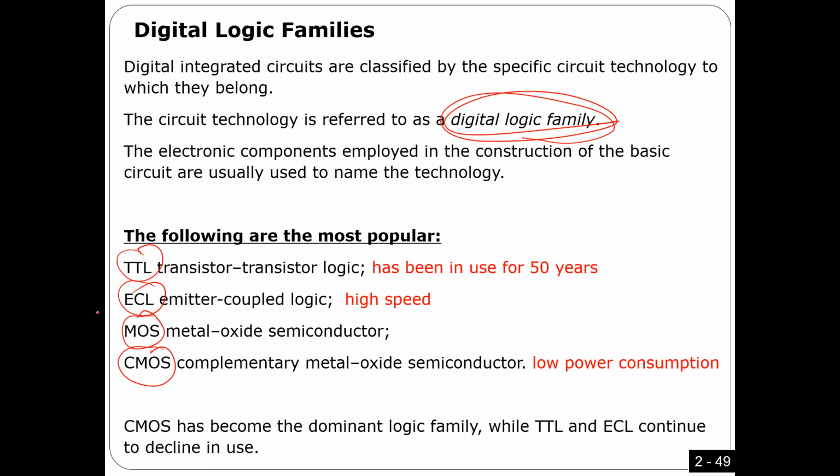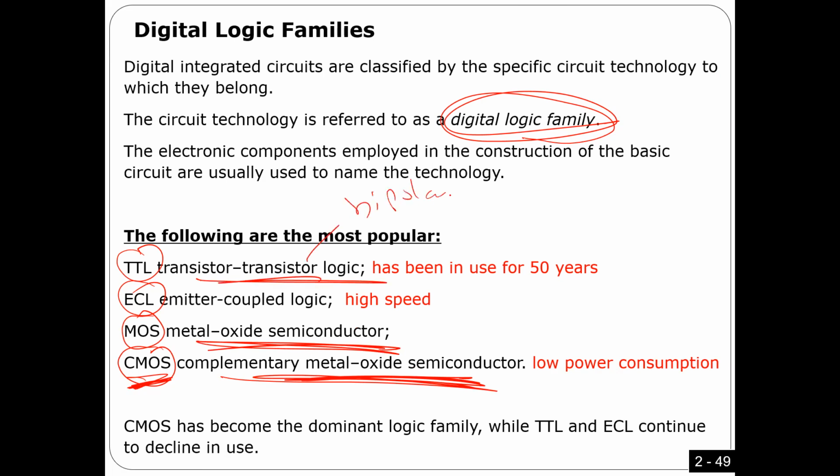So what does this mean? We name these families based on the electronic technology used to create them. As you will see in electronics, CMOS is a type of transistor. MOSFET is a type of another transistor. This one here uses what we call bipolar transistor, something like that. So anyway, that's what I want to tell you.